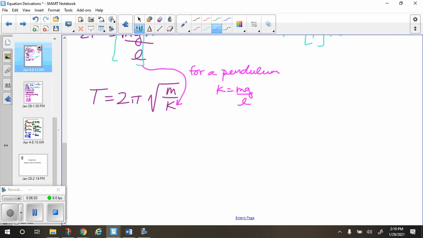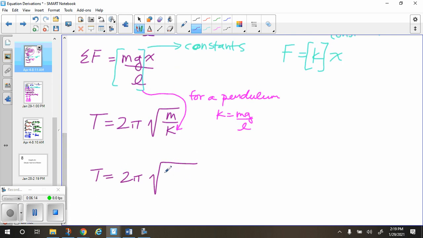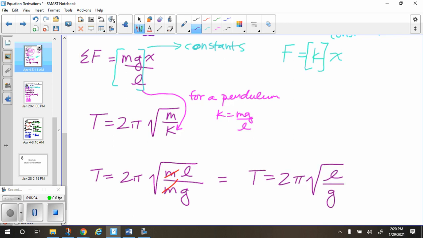And then when I do that, I get T equals 2 pi times the square root of m over, and then I'm just going to multiply by the reciprocal, so I get L and then m and g. And we can see that our masses cancel, and we get the equation T equals 2 pi times the square root of L over g, which is the equation for the period of a pendulum.